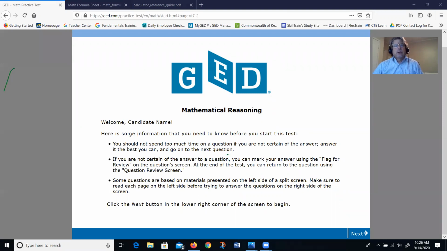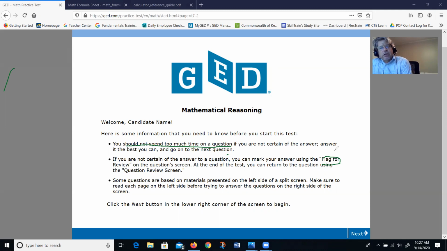Again, you should try not to spend too much time on any part of the test. So on questions, if you're unsure what the answer is, just go ahead and make your best guess and just move on to the next question. Something else you can do is you're allowed to what they call flag for review. So if you're unsure of what an answer is, you can always flag it.